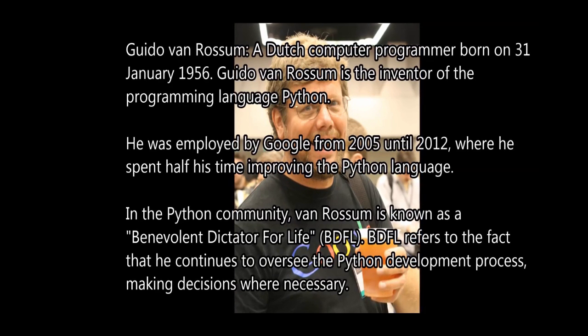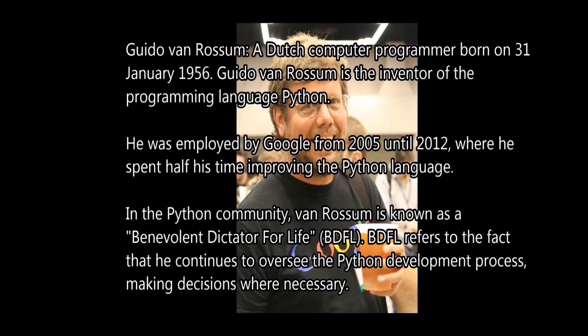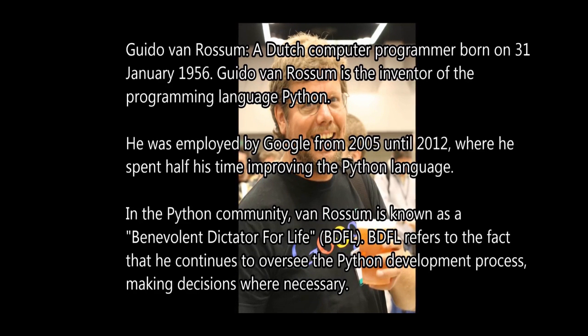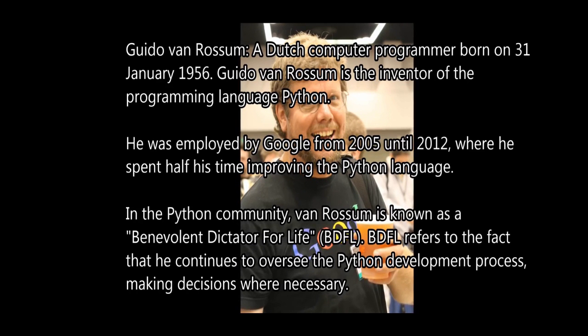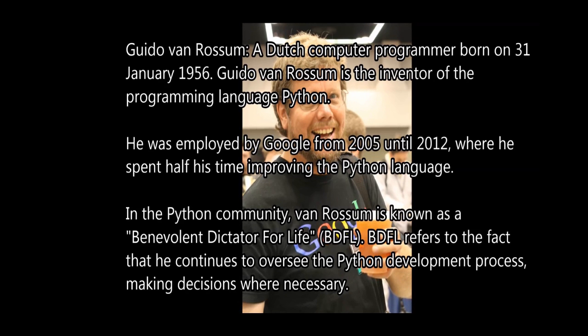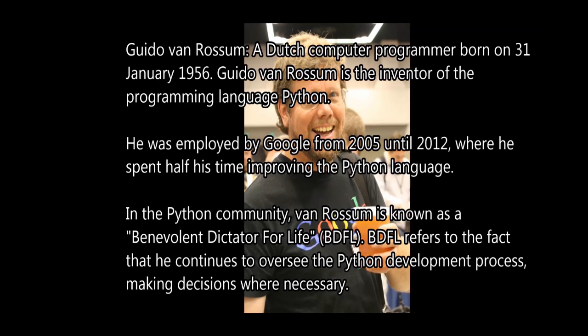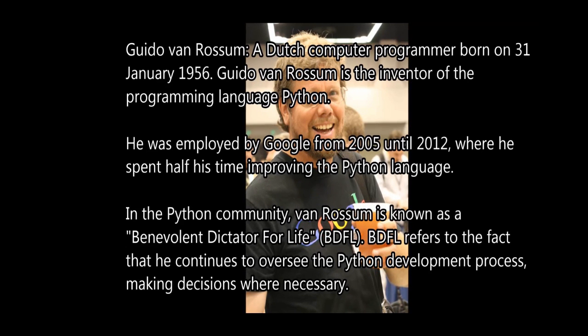Guido van Rossum, a Dutch computer programmer born on 31 January 1956, is the inventor of the programming language Python. He was employed by Google from 2005 until 2012, where he spent half his time improving the Python language. In the Python community, van Rossum is known as a benevolent dictator for life, BDFL. BDFL refers to the fact that he continues to oversee the Python development process, making decisions where necessary.